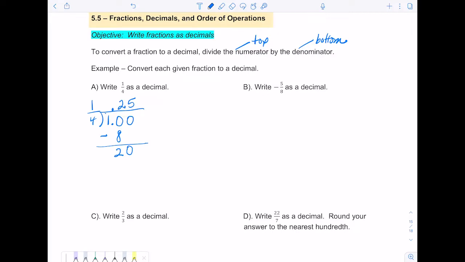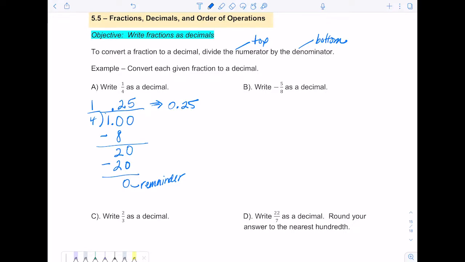And then the next step was multiply. So now I'm going to multiply 5 times 4, which is 20. After you multiply, you subtract. 20 minus 20 is 0. This is known as your remainder. Because there's a remainder of 0, there really is no remainder, I can stop. And my answer is 0.25. So 1/4 is 0.25.